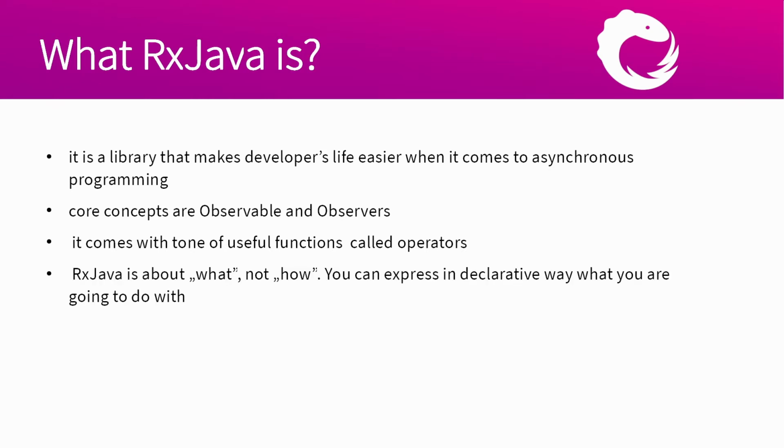RxJava is about what, not how. So imagine you need to implement by yourself, for example, the functionality of a mouse double click. You would probably end up with some variable for storing max time between 2 clicks and some conditions. With RxJava, it's simply a few lines of code. So you don't implement things, you just declare what you are going to do.